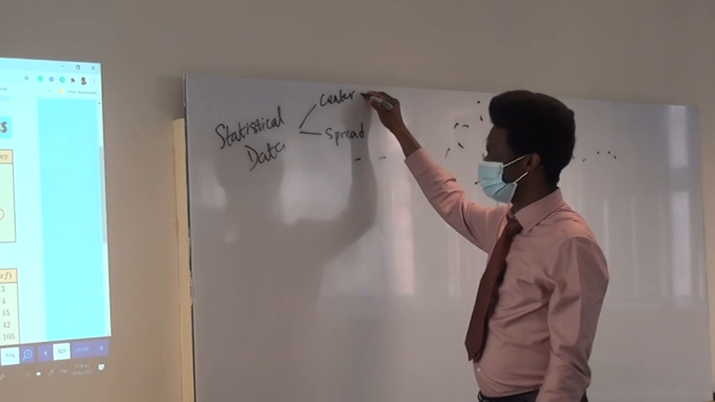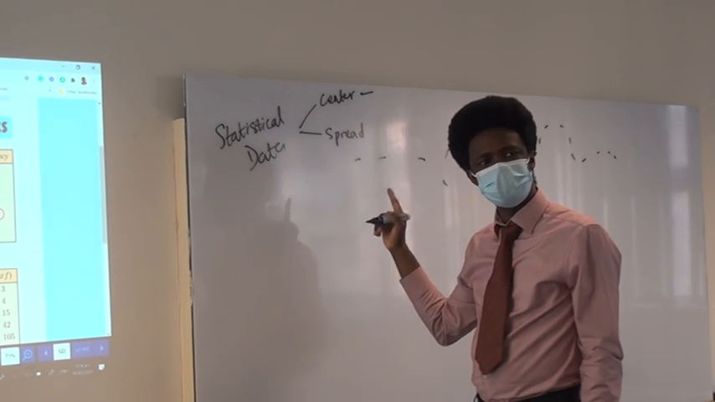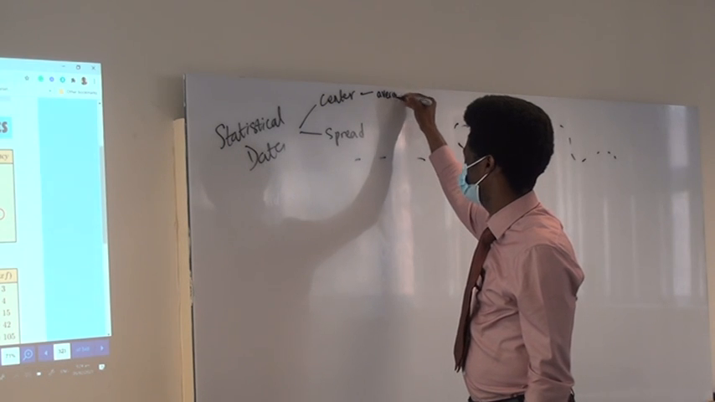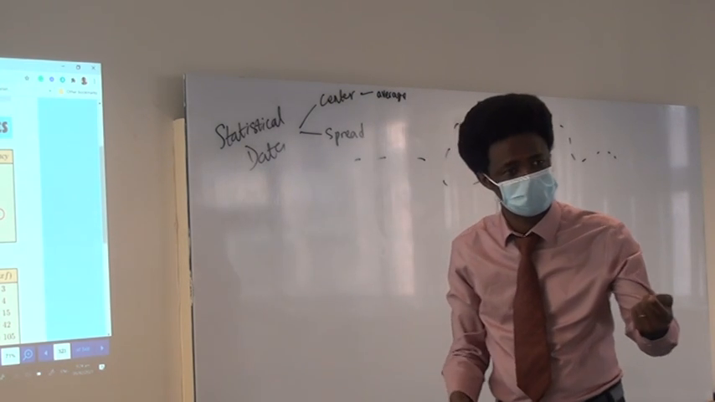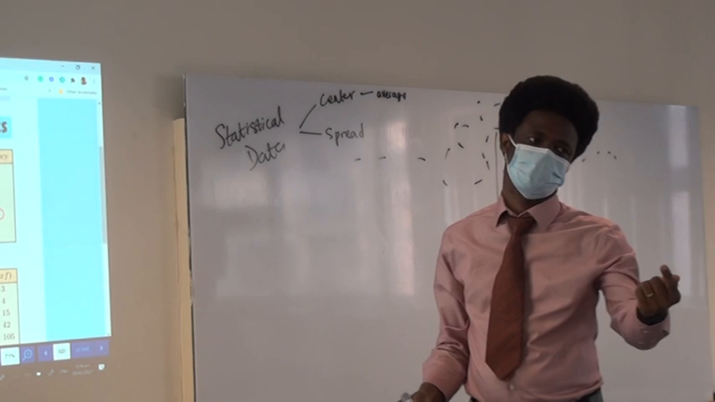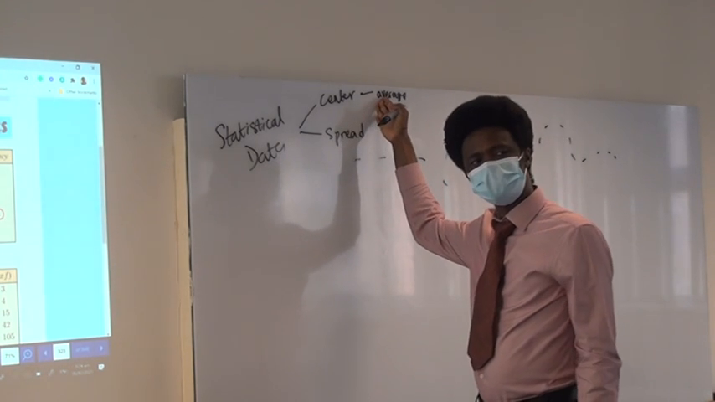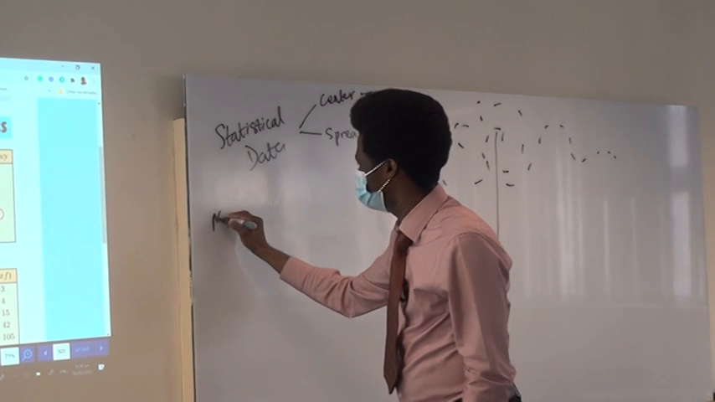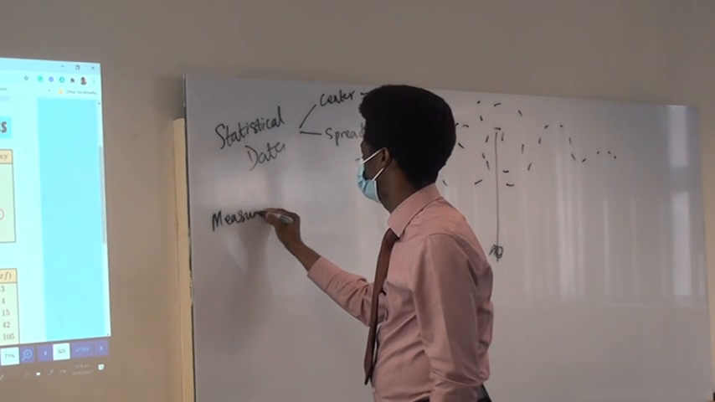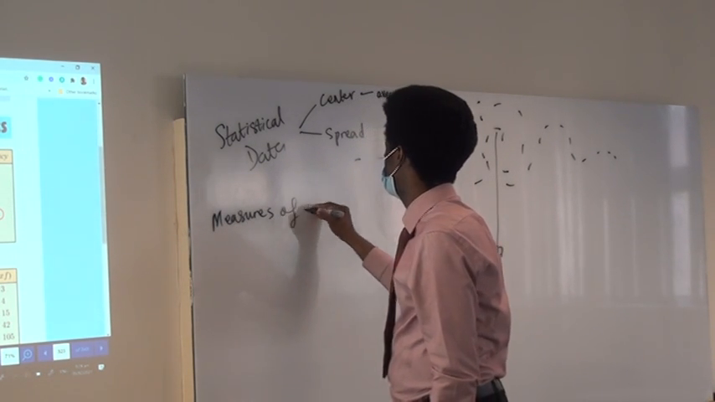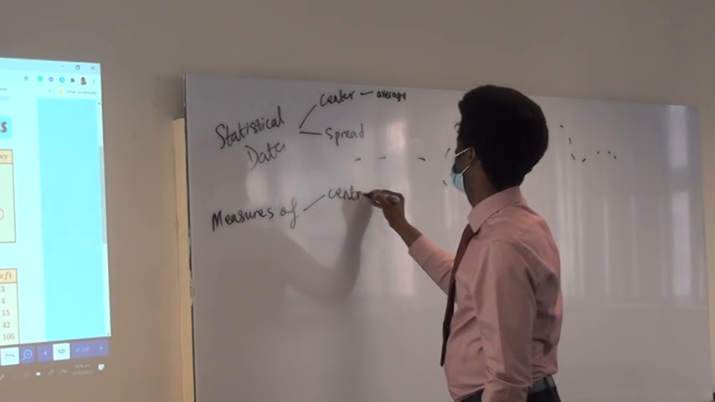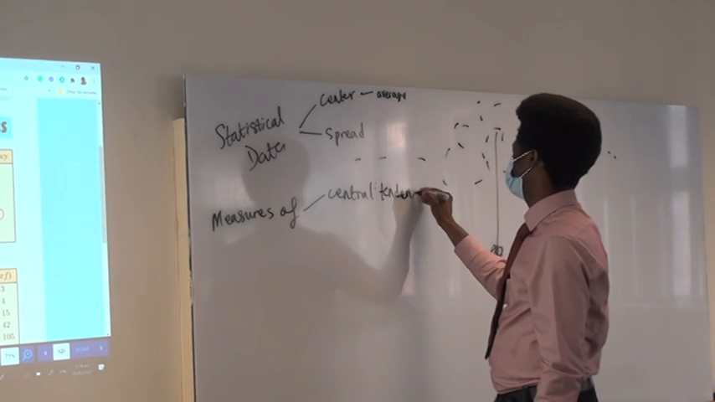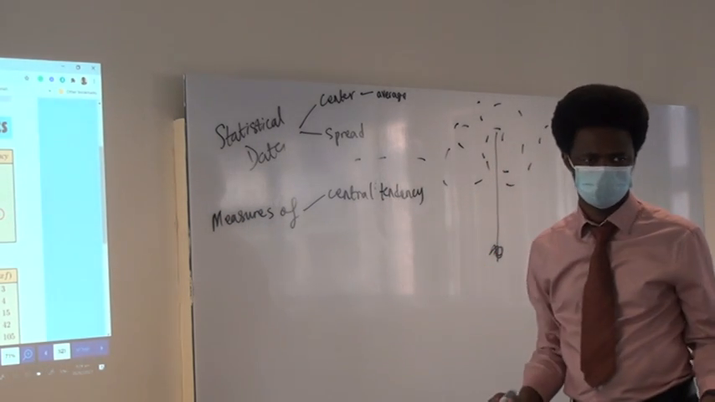Now, the measures that tell you about the center are the averages that I talked about earlier. And what are the averages? Mean, median, and mode. So we call them measures of central tendency. Okay? Measures of central tendency. So those are the ones we did earlier: mean, median, mode.